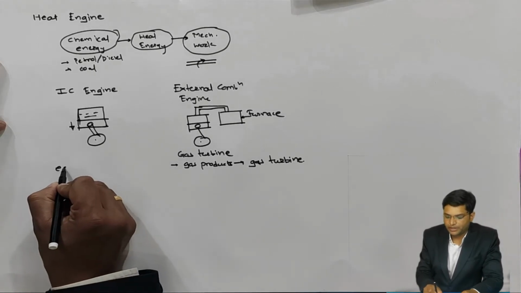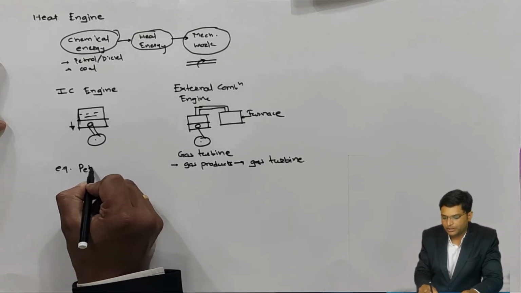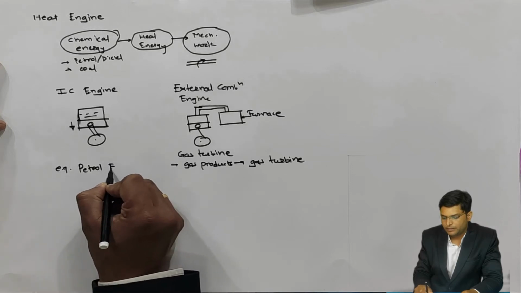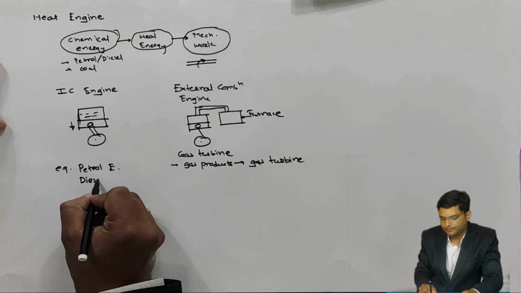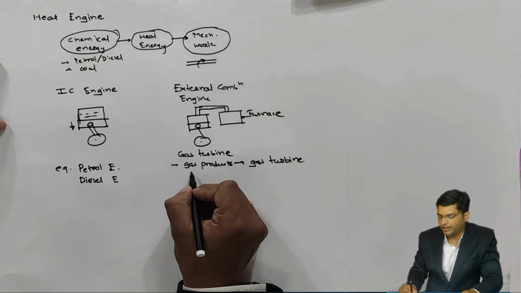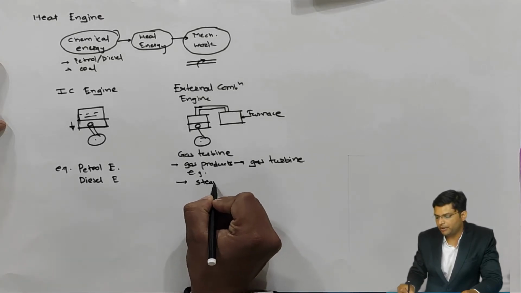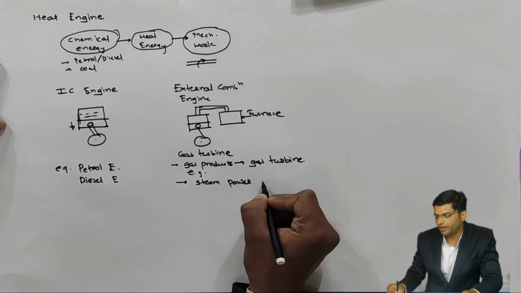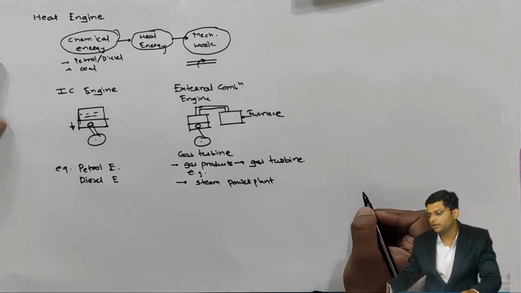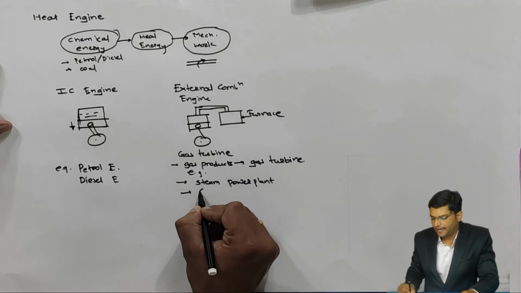Examples of internal combustion engines are the petrol engine and diesel engine. And examples of external combustion engines are the steam power plant, where a boiler is used, and the gas turbine power plant.